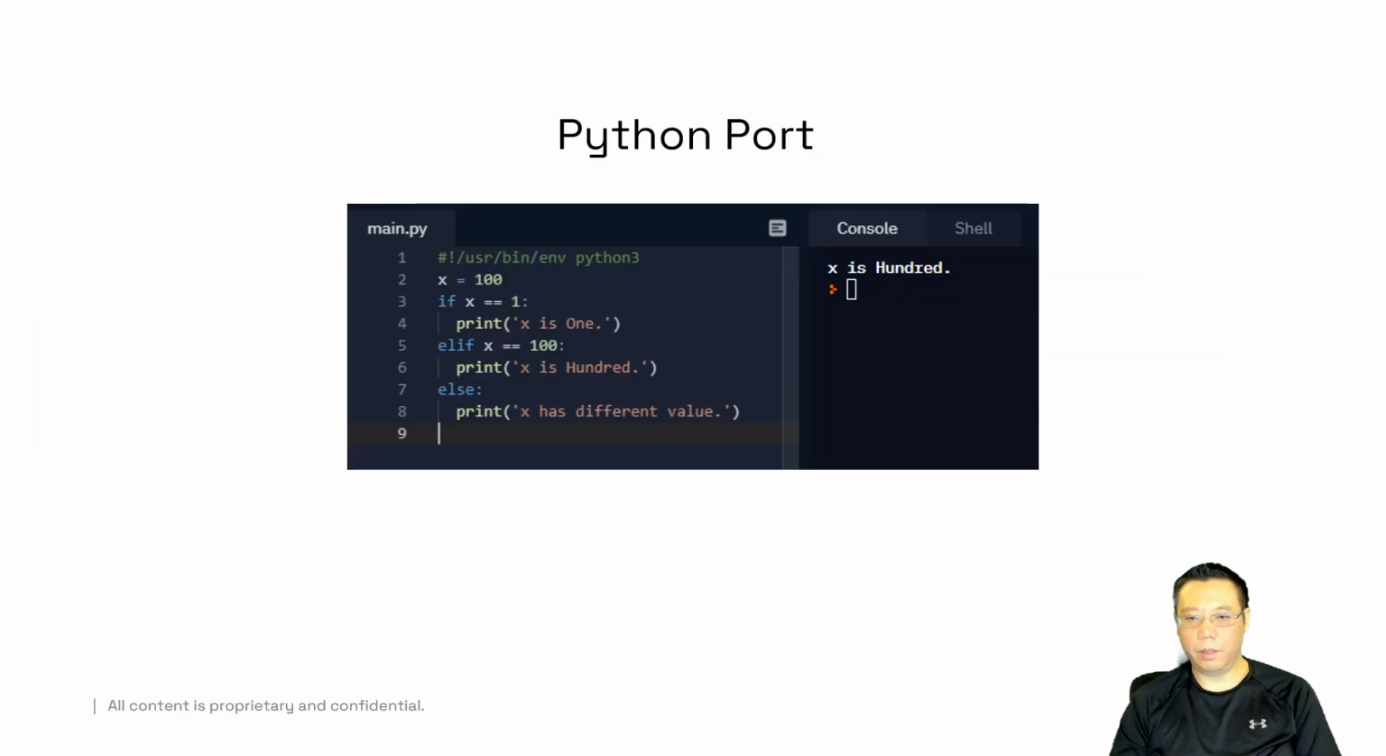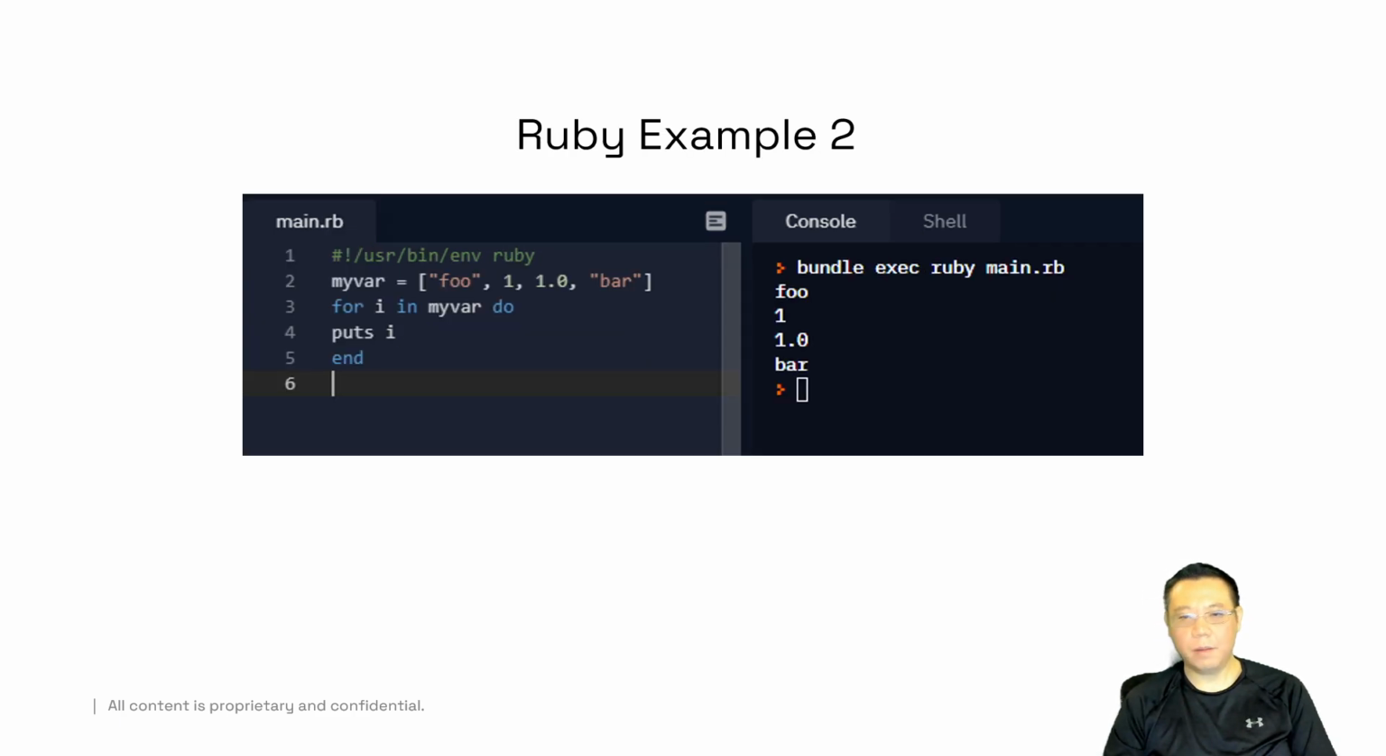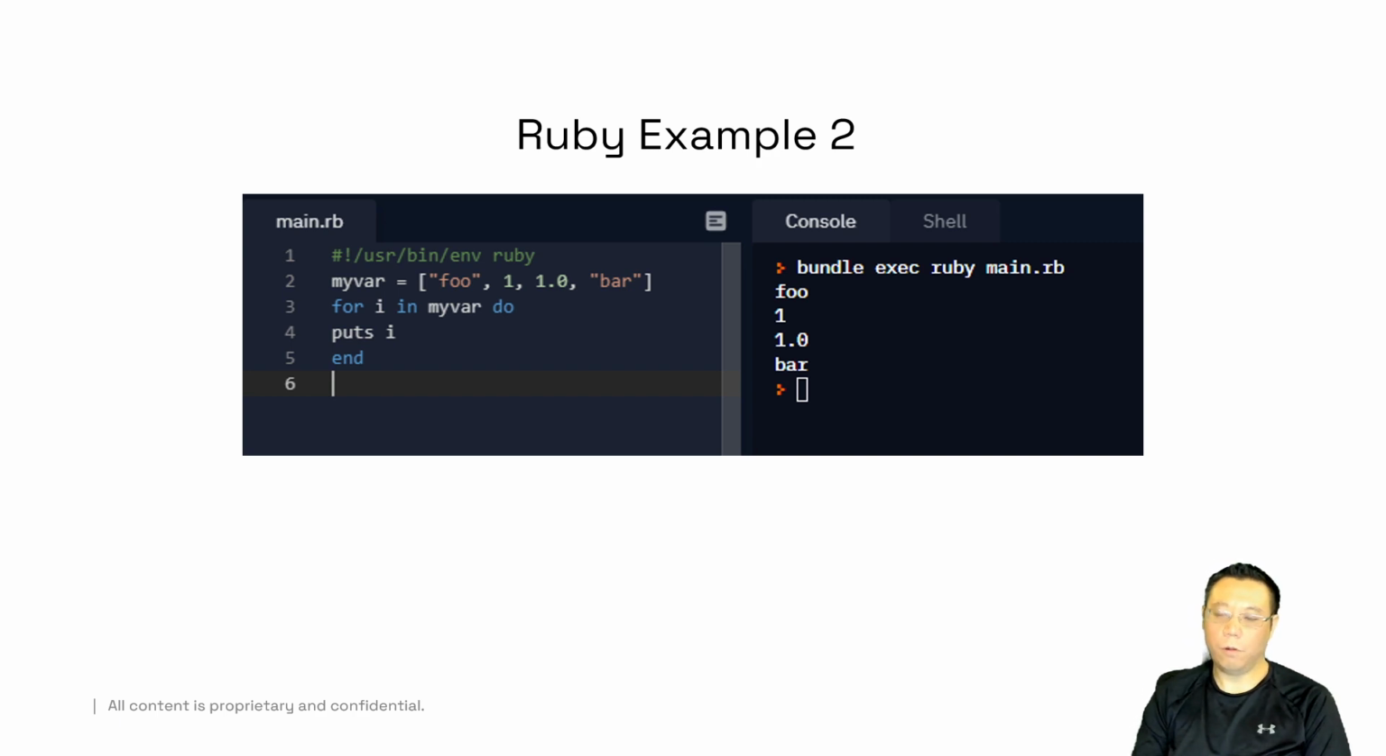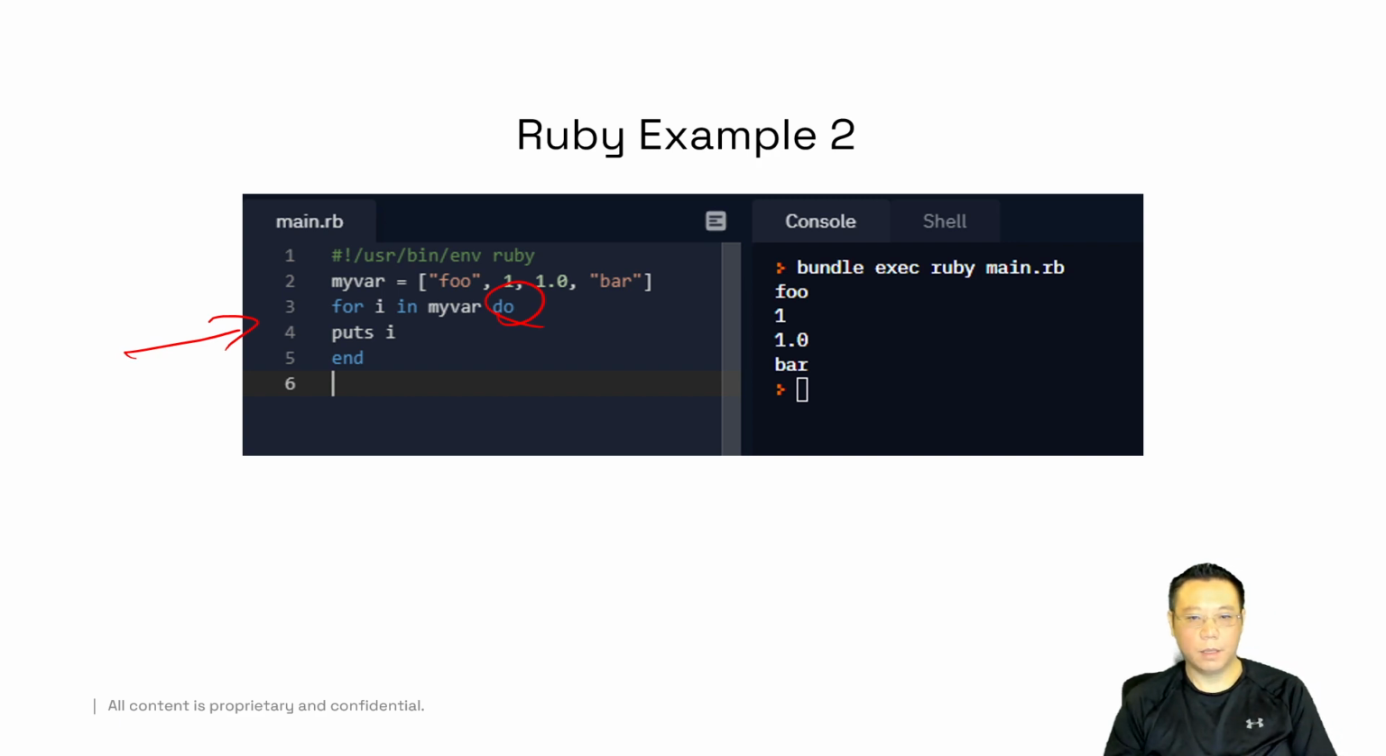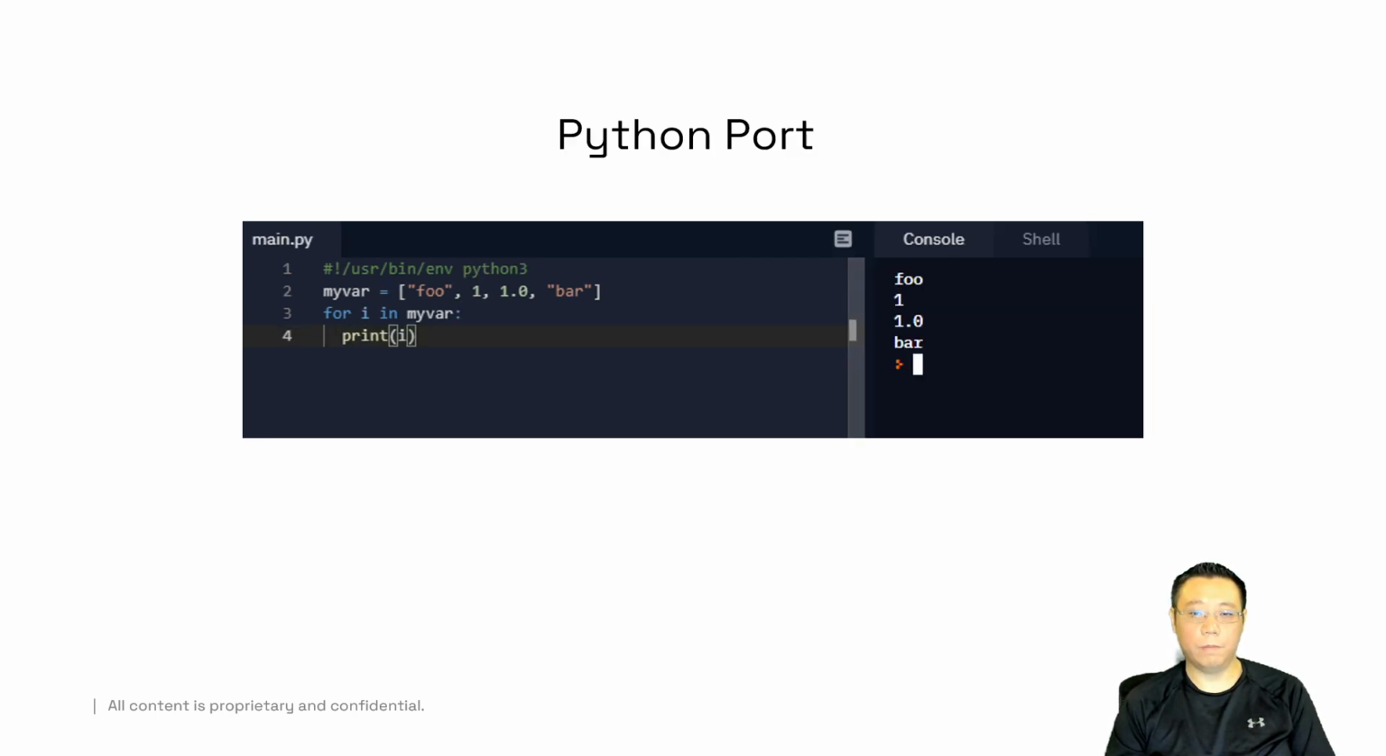Same X equals, elif instead, and then finally an else. Okay, let's try something a little bit different. How about an example 2? Well, we have a puts i, we have a similar list format, and we have a for loop iteration, but now we require a do at the end as well. And then we need to have an end statement here as part of our syntax. Should be simple enough for Ruby and Python to be ported.